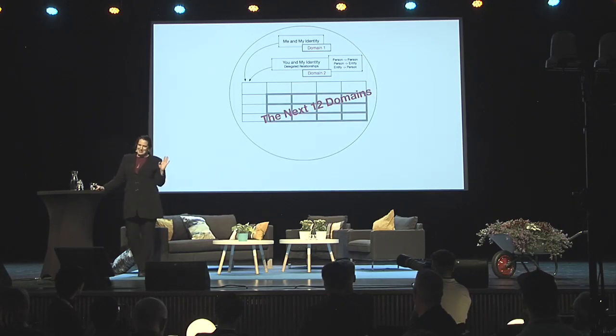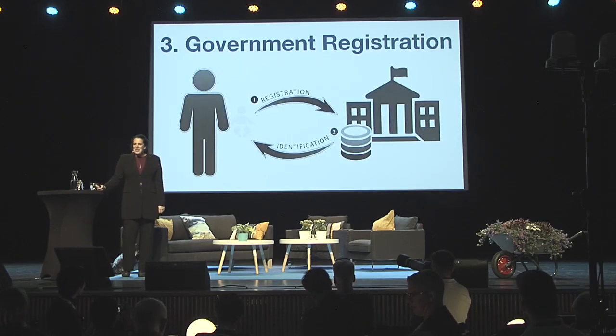So we're going to go through this. There's beautiful diagrams, so it shouldn't be too hard. So the first is government registration. This is where the first instance is usually when parents register their children, and then you use that registration to get secondary registrations with the government.